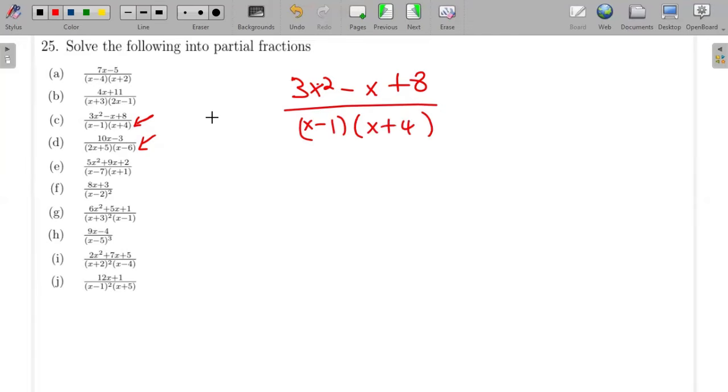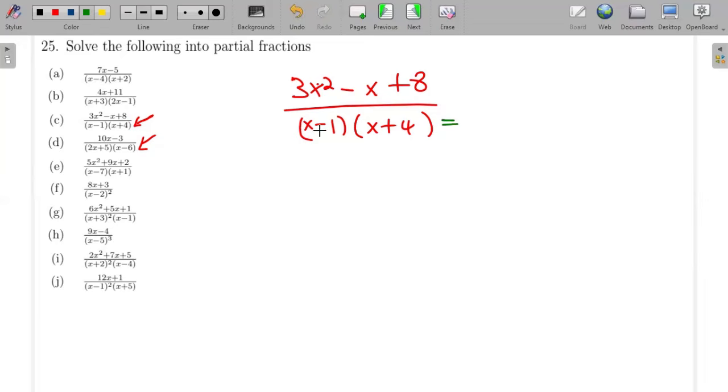So this is what I mean. Part C is 3x squared minus x plus 8, and this is divided by x minus 1 and then x plus 4. If I take a look, the highest power in the numerator is 2, and the highest power in the denominator is also 2. So we can't proceed to decompose this into its partial fractions. First of all, we have to carry out long division.